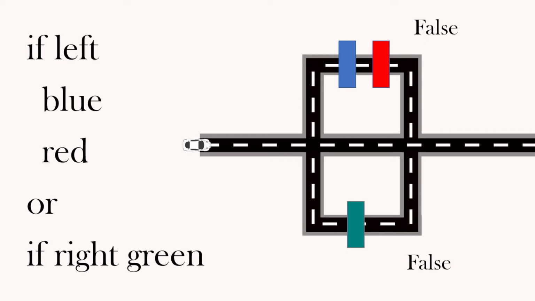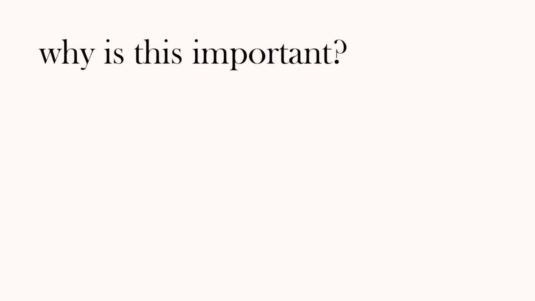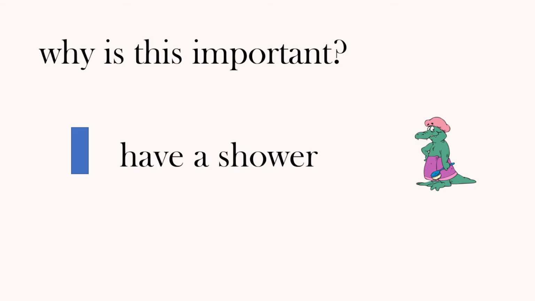Here we've got a choice. If left, blue and red, well that's false, or if right, green, that's false as well. So nothing happens. So why show you these? Why is this important? Well, this is a look at the logic you need to understand when you're looking at if statements.